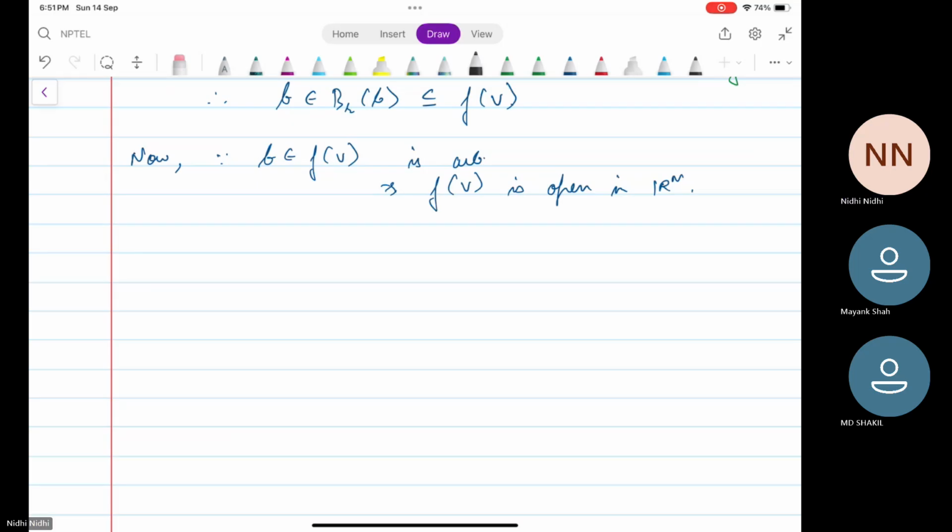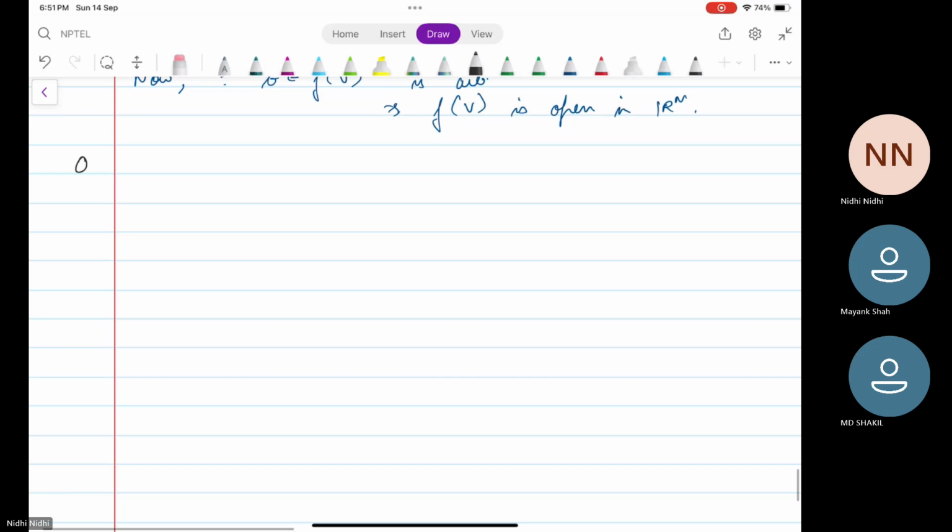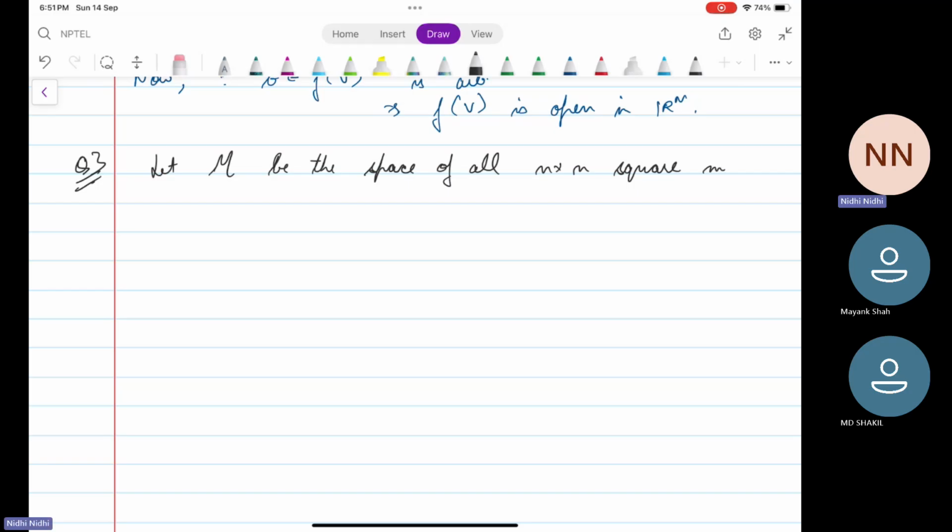Next question. Let M be the space of all n cross n square matrices, and let f be a function from M to M defined as f of A is every matrix is mapped to its square.